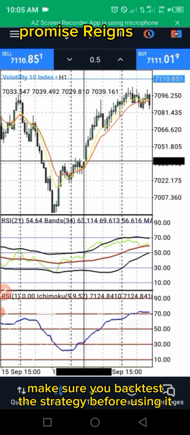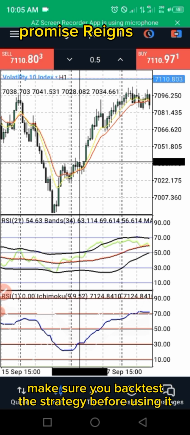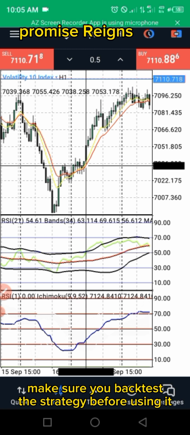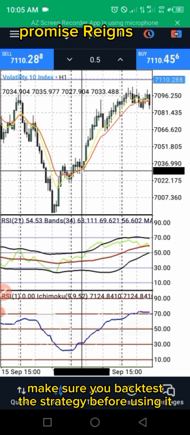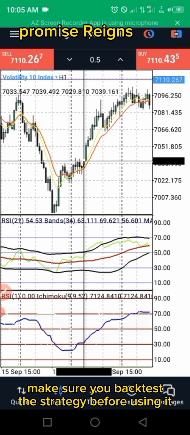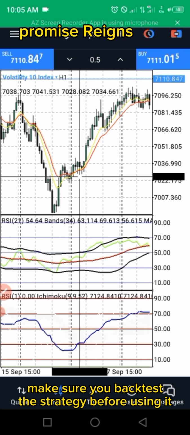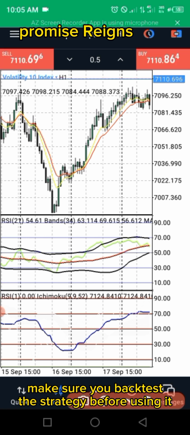Once a candle breaks the yellow line, or a candle closes above the yellow line, and the yellow line has crossed, we enter from the next candle.